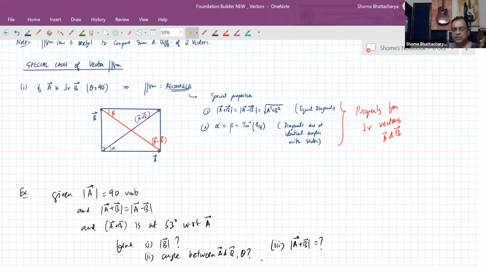So this is the usefulness of the parallelogram law and its special cases. Now, this being the first special case, if the sides are perpendicular, that means we are constructing a parallelogram using perpendicular vectors, then it has these special properties.